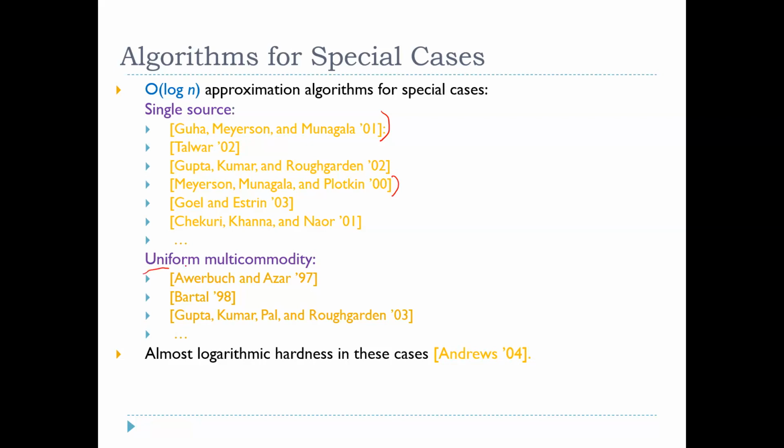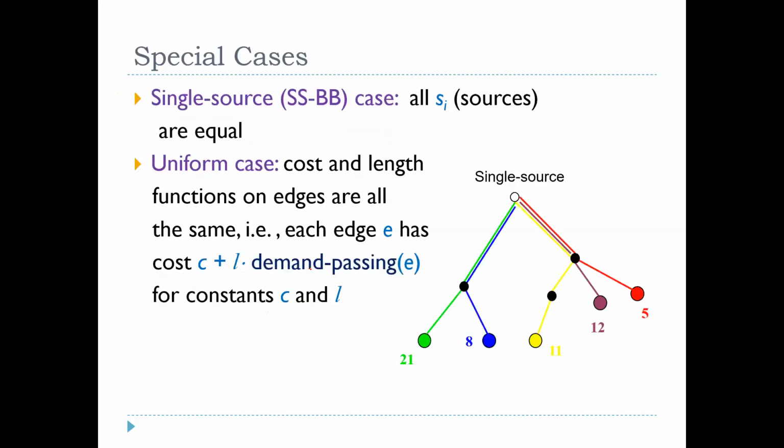Also, there's the uniform multicommodity case. That's the one that I want to discuss. The uniform multicommodity is where the cost and length functions on different edges are the same. Note that here we had c of e and l of e. This is essentially a uniform case. In the single source case, all of these s_i want to connect to one sink. In the uniform case, the cost and length functions on all edges are the same, so it is not c of e or l of e. It is some constant c and l times the demand passing through this.